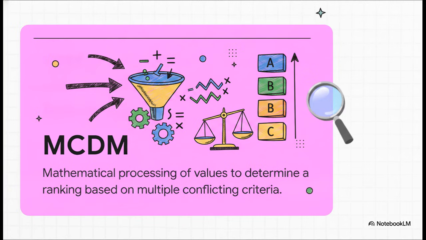To solve this, we rely on a field of study called multi-criteria decision-making, or MCDM for short. This is essentially the mathematical processing of numerical values to figure out a ranking of alternatives based on multiple conflicting decision criteria. It's the foundational framework for everything we're discussing today. We are basically taking raw conflicting data and processing it to find a scientifically sound ranking.